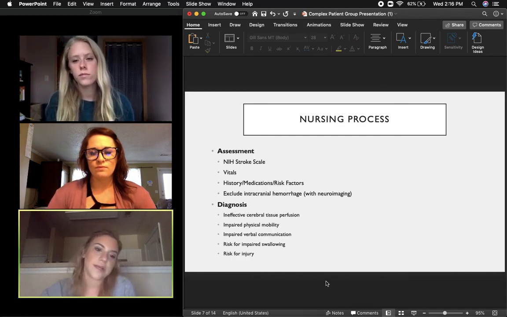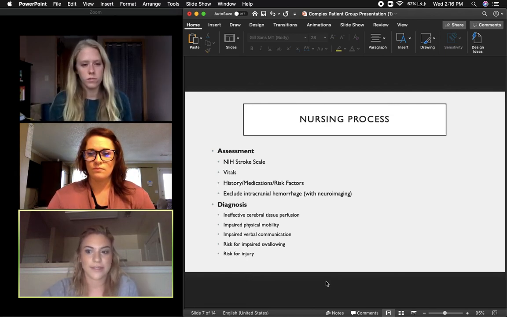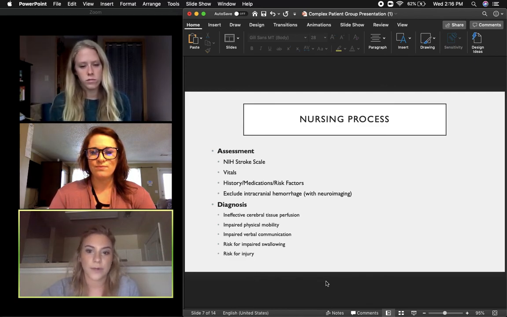For example, we know that she has a history of smoking and depression. So we want to look at her medications, ask her or her daughter if she takes any medications at home, for example, for her depression. And then we also want to use imaging, especially neuroimaging, as Ali mentioned before, to exclude intracranial hemorrhage.